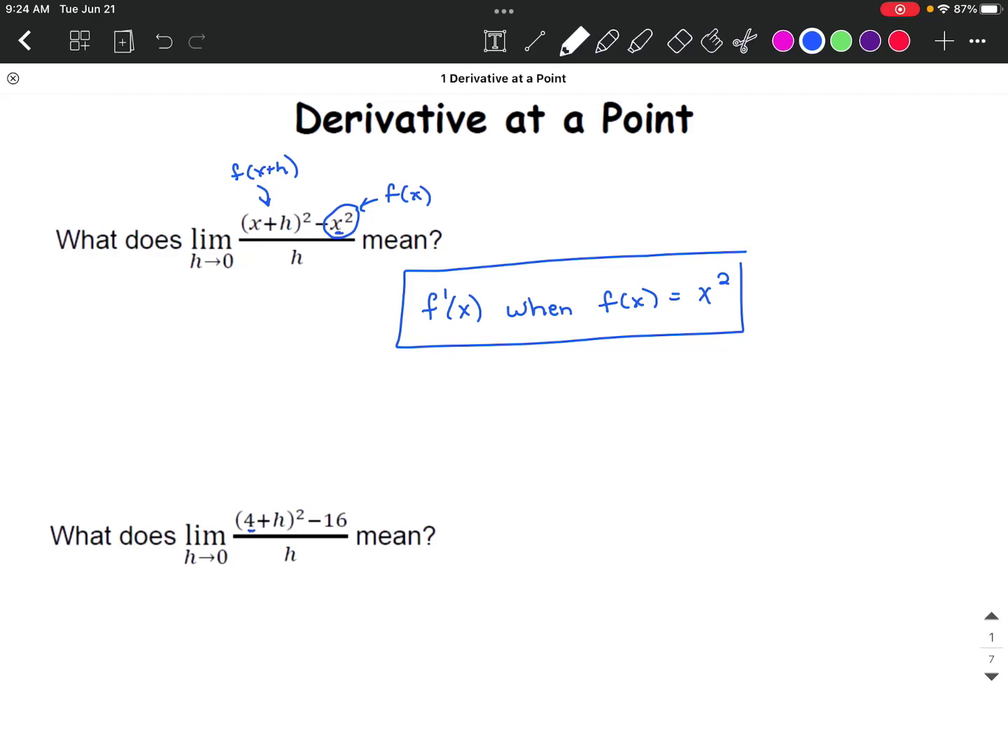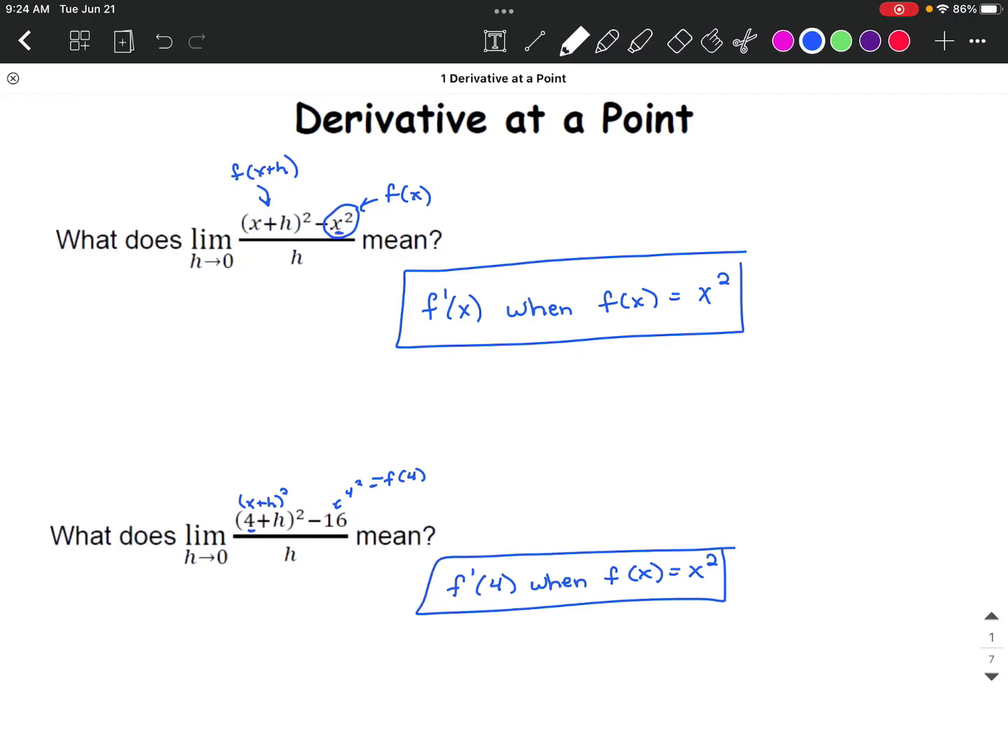Now notice this is a 4 because this is supposed to be x plus h quantity squared. 16 is 4 squared, isn't it? Okay, which would be f of 4 if f of x is x squared. So this is the derivative at 4 when f of x is x squared. So in this case, we plug the number 4 right into the definition of derivative in place of x, and that'll give us the derivative at 4. Okay? That's one way to find the derivative at a specific point.